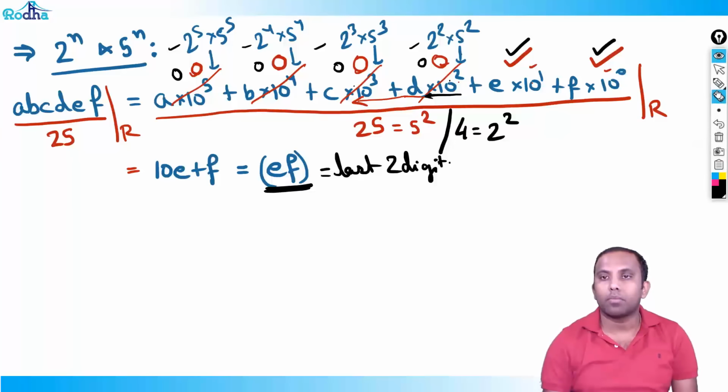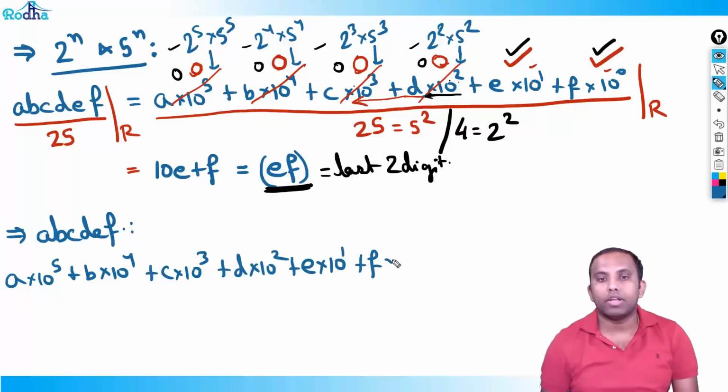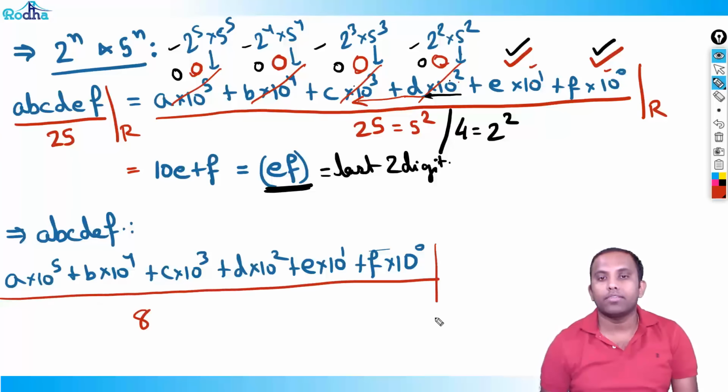Okay. Now understand. Next, one more example we'll do, and then we'll generalize. Now suppose again a number is A, B, C, D, E, F, again a 6-digit number, I should write again like A into 10 raised to 5 plus B into 10 raised to 4 plus C into 10 cube plus D into 10 square plus E into 10 raised to 1 plus F into 10 raised to 0. Now suppose this big number is divided by 8.